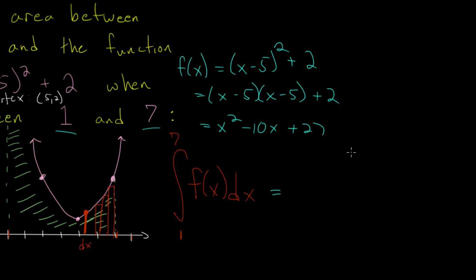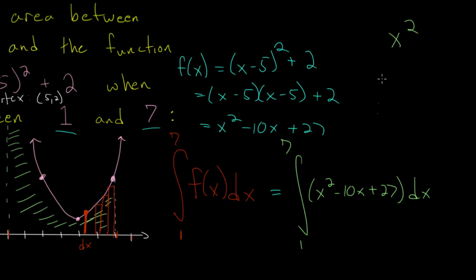We can rewrite this as the integral from 1 to 7 of f of x, which is this thing. We have x squared minus 10x plus 27, and we multiply all that by dx, just the width of these rectangles. And the power rule for integrals works the same way as the power rule for derivatives, but in reverse. Remember that when taking the derivative with respect to x of x squared, we bring down the 2, and we decrease the exponent by 1. So the derivative of x squared would be 2x.